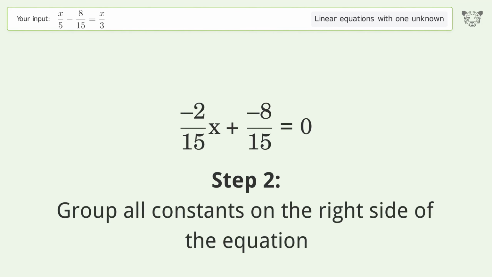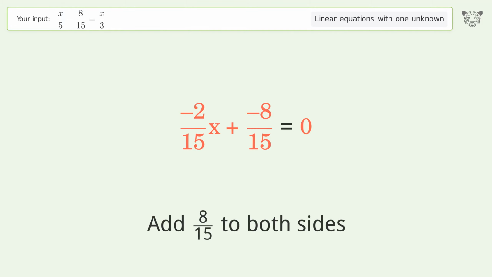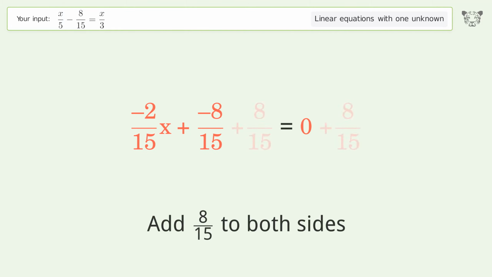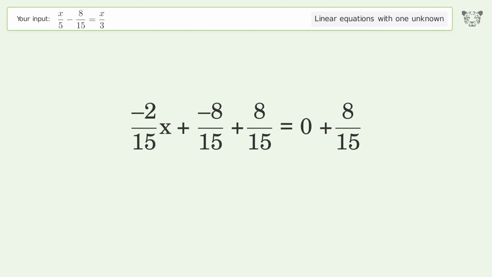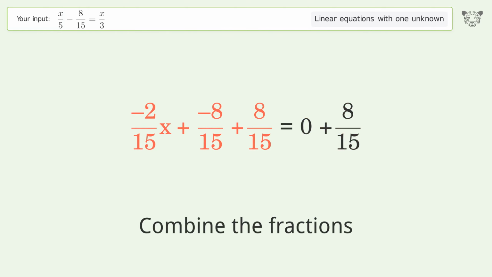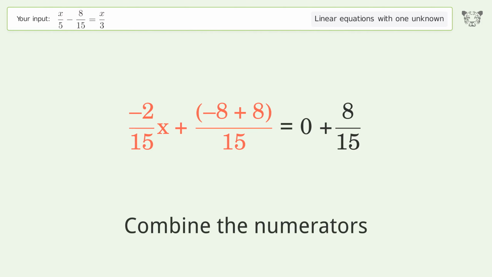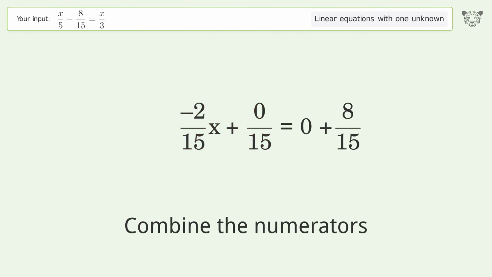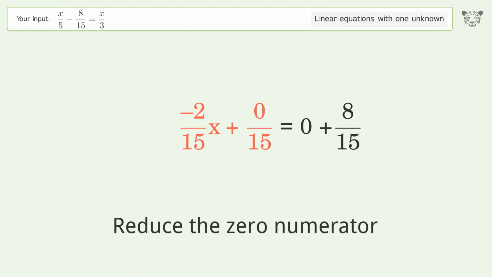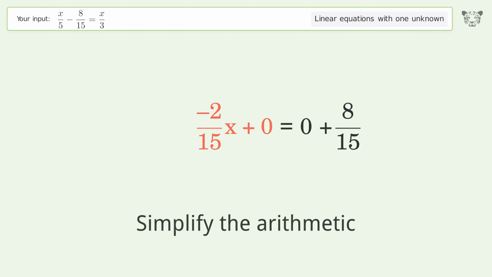Group all constants on the right side of the equation. Add 8/15 to both sides. Combine the fractions. Combine the numerators. Reduce the zero numerator. Simplify the arithmetic.